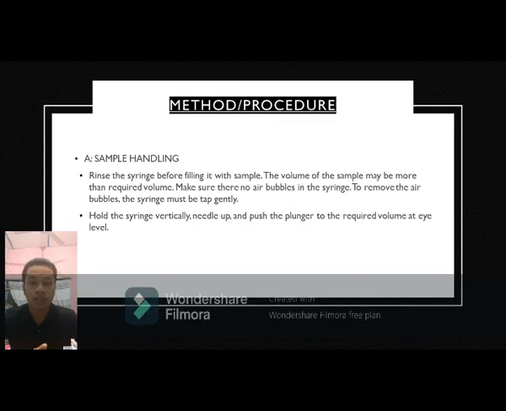First of all, the syringe must be rinsed before filling it with the samples, and make sure that the volume of sample is more than the required volume. Please make sure that there are no air bubbles in the syringe. To remove the air bubbles, we must tap the syringe gently. Second, hold the syringe vertically and push the plunger to the required volume at eye level. Remember that the samples are volatile, so the preparation and injection of sample must be done quickly.